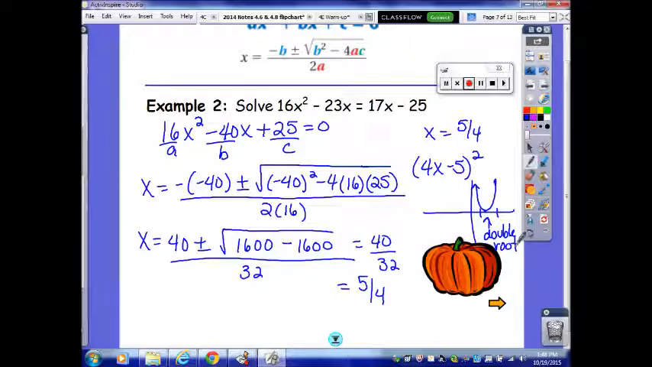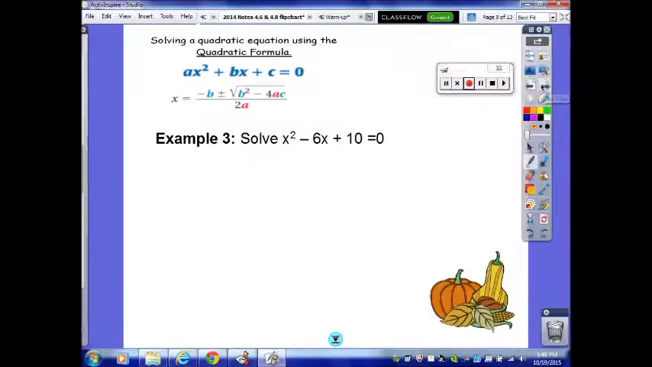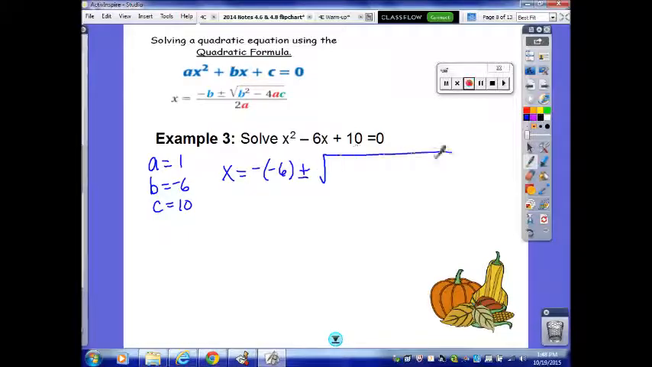Alright, let's look at one more example of this. First of all, it's already in standard form. So let's do our A, our B, and our C. Plug into the quadratic formula: the opposite of B plus or minus the square root of B squared minus 4AC, all over 2A.